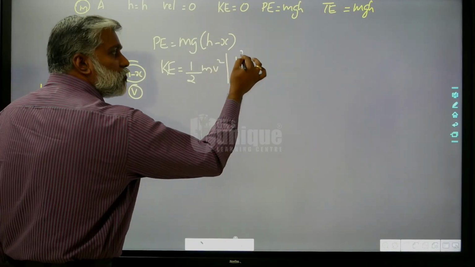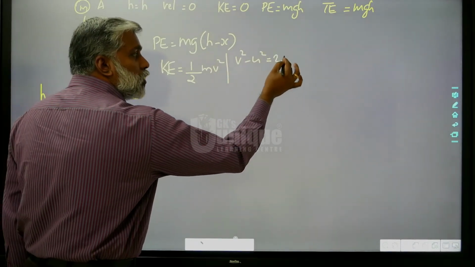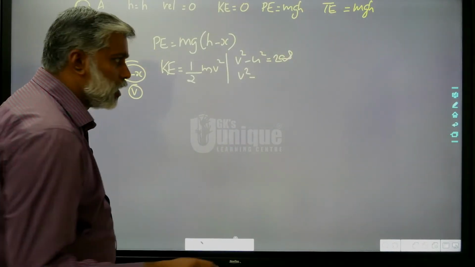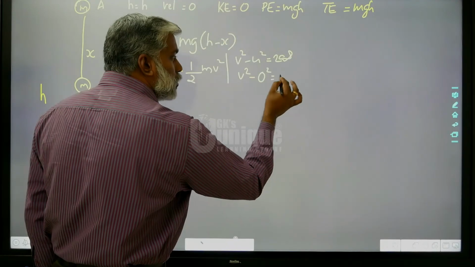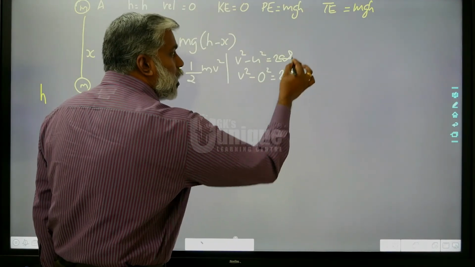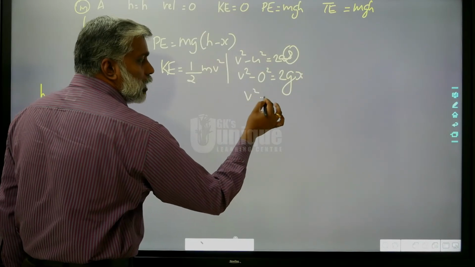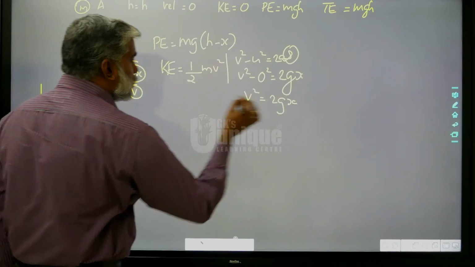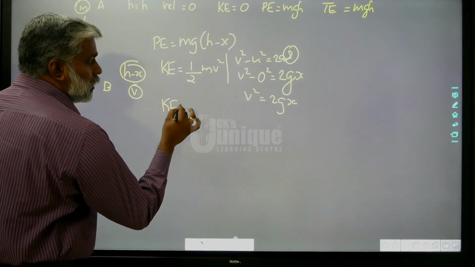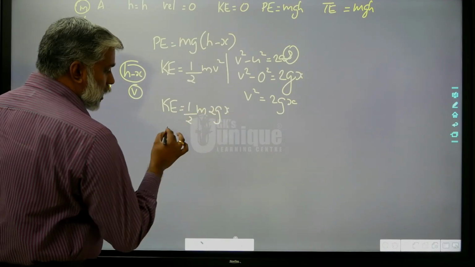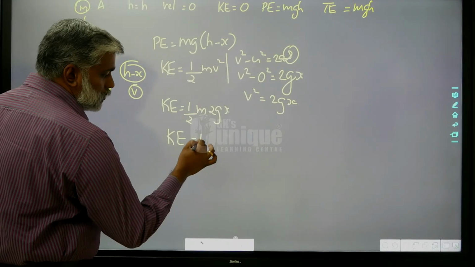So you know the equation v square minus u square equal to 2as. Then v square minus, what is the initial velocity of your body? 0. So 0 square equal to 2. What is a? g. How much distance it covered? x. So v square equal to 2gx. Substitute here. So kinetic energy is equal to half m into 2gx. So kinetic energy is equal to mgx.